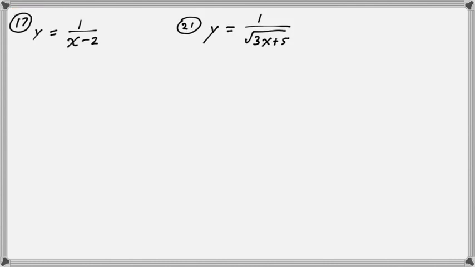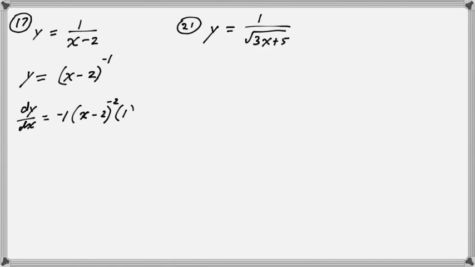Okay, 7, 9, 11. Let's try 17. Here's another one I would probably rewrite first. I would probably rewrite it as this to the negative 1. So if I took its derivative, I would do power times base to the 1 less power. Very conveniently, this time the derivative of the base is 1. So what does this become? Negative 1 over this quantity squared.